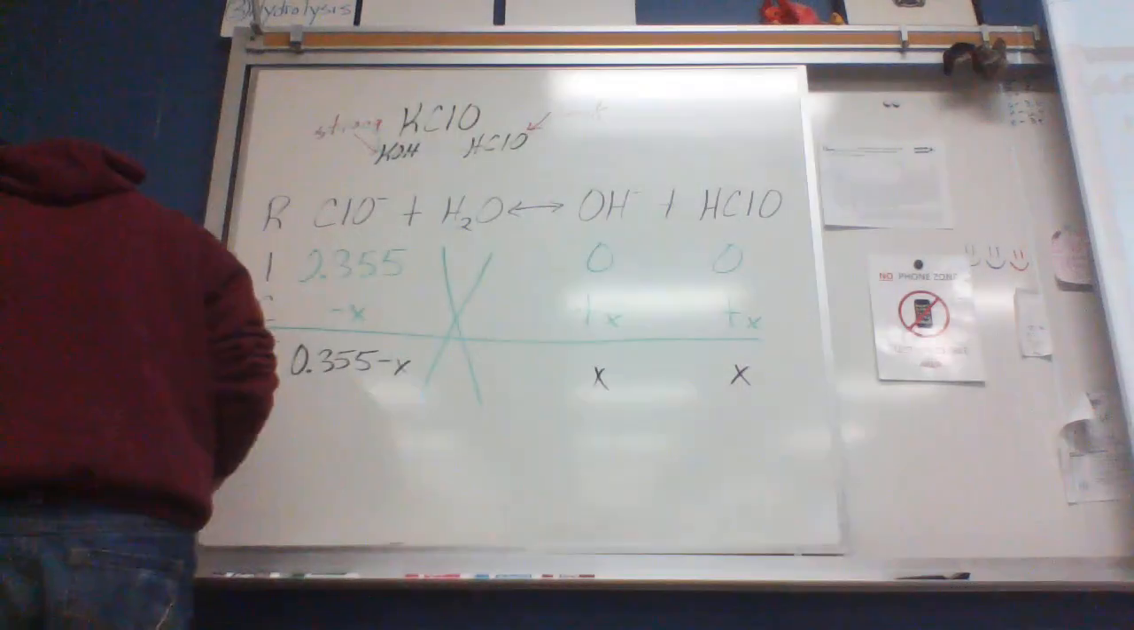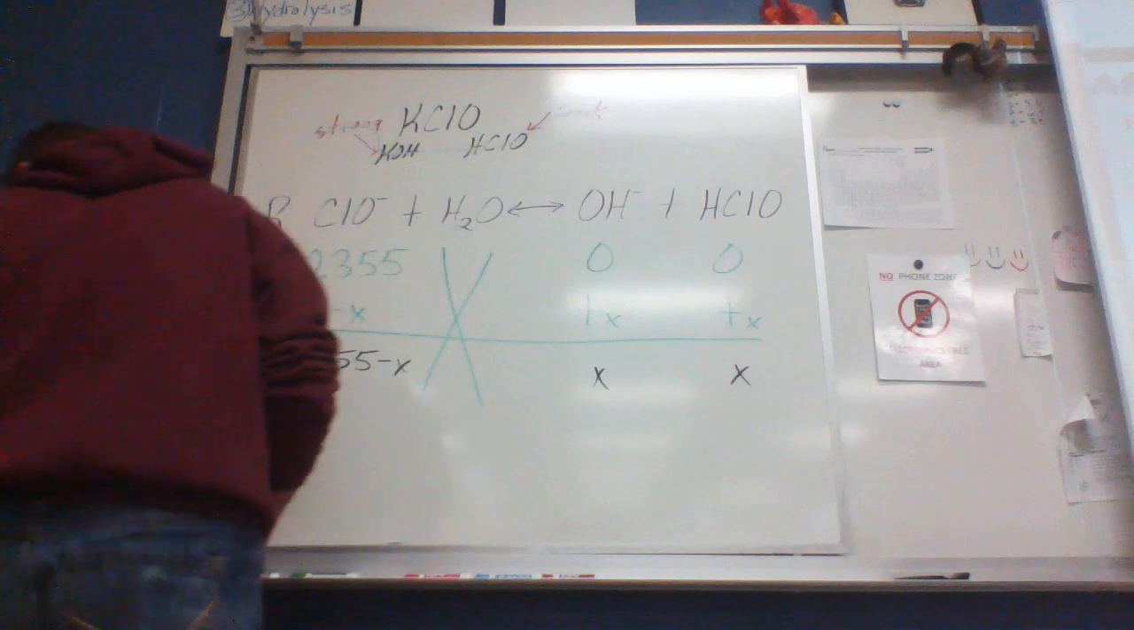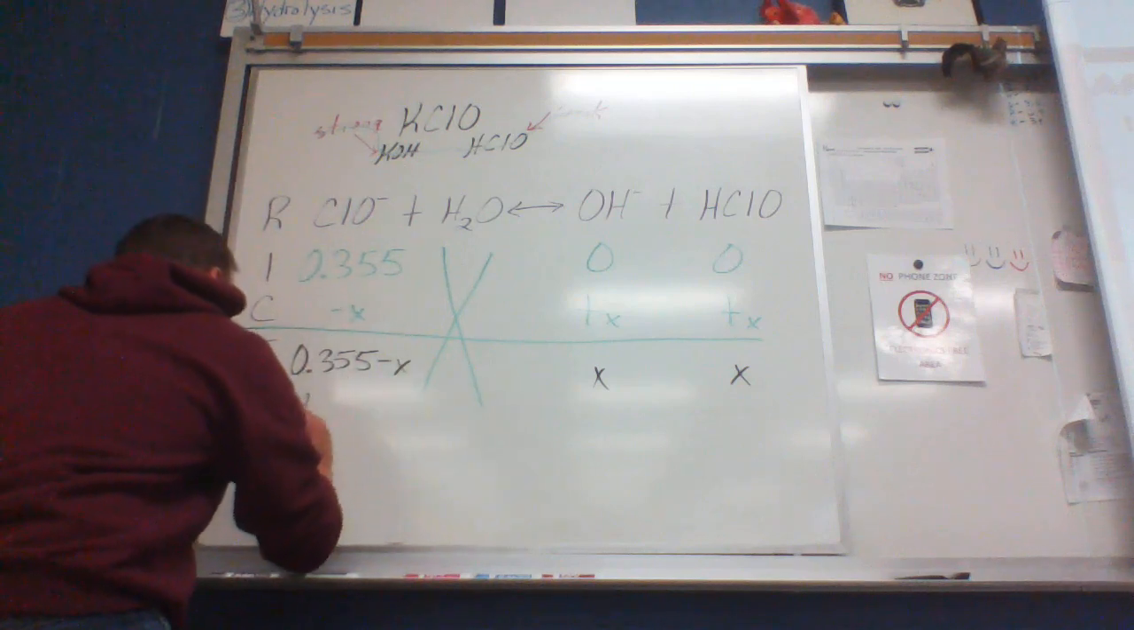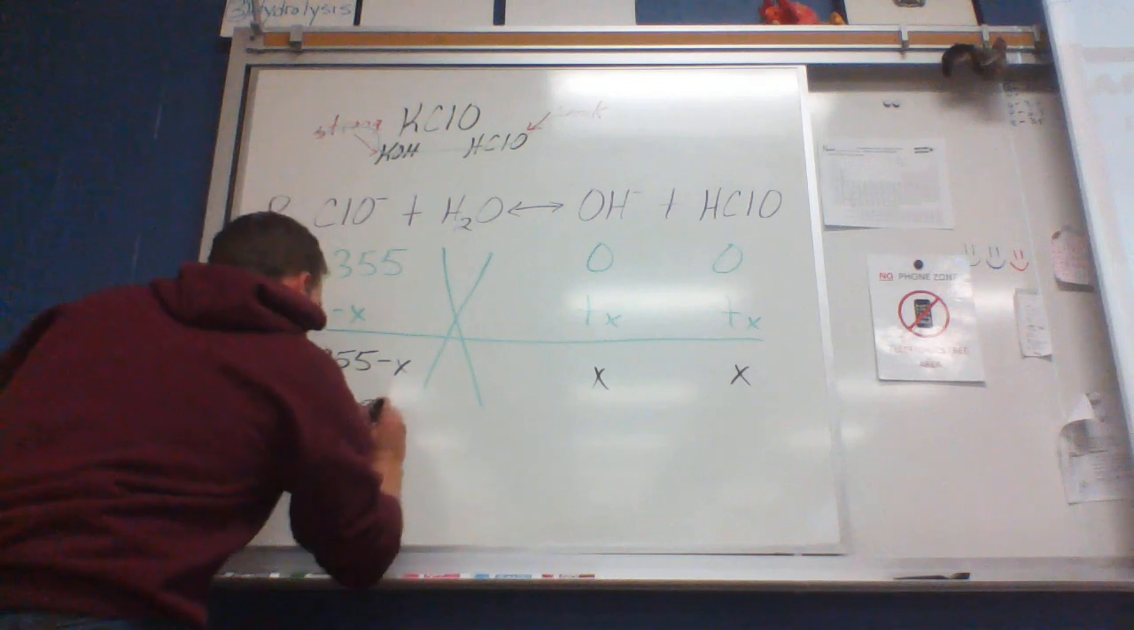But anyways, I went and looked it up, and it is somewhere in my notes, but not there. Sorry, now I'm embarrassed. 3.5, so we have a Ka of 3.5 E negative 8. Wait, how did you?